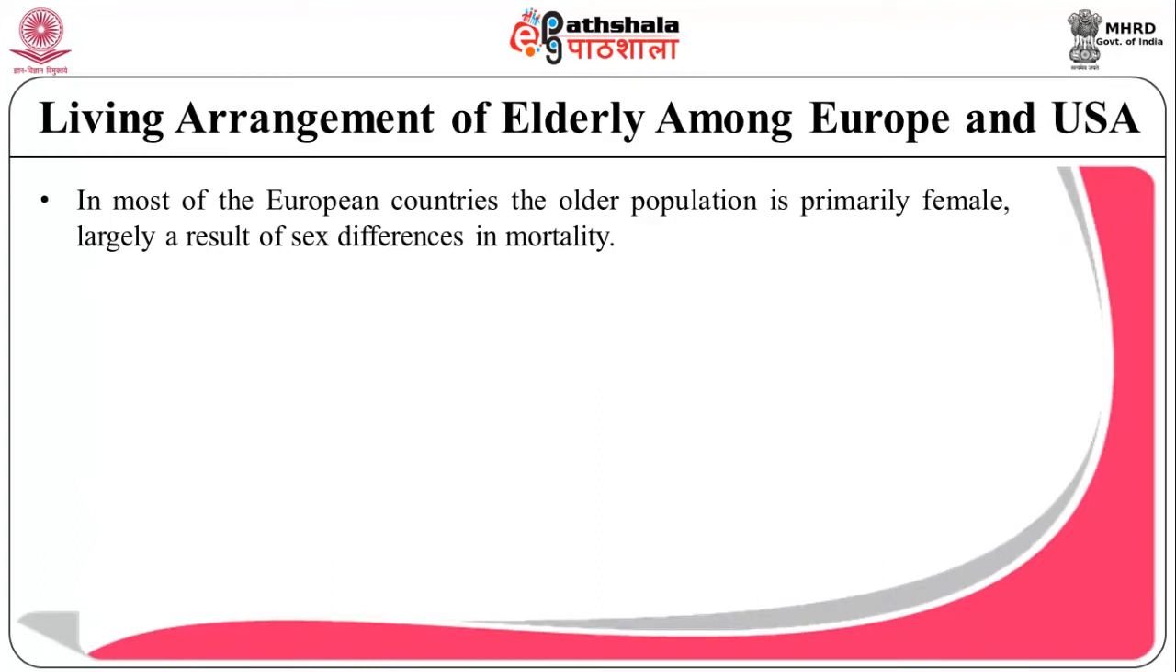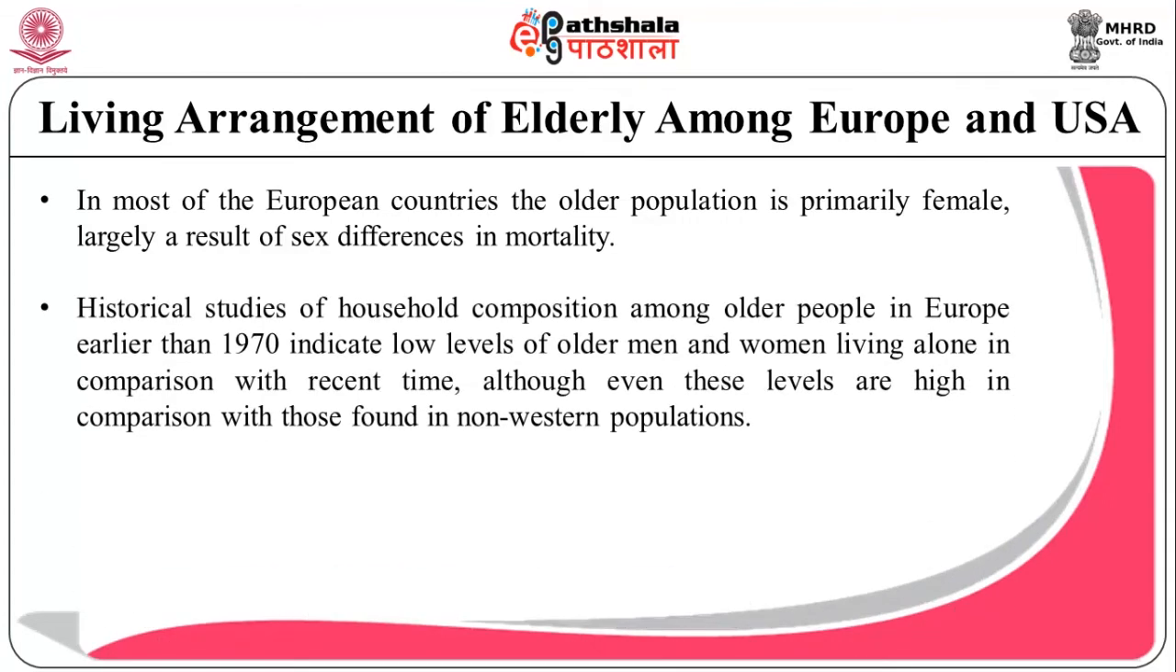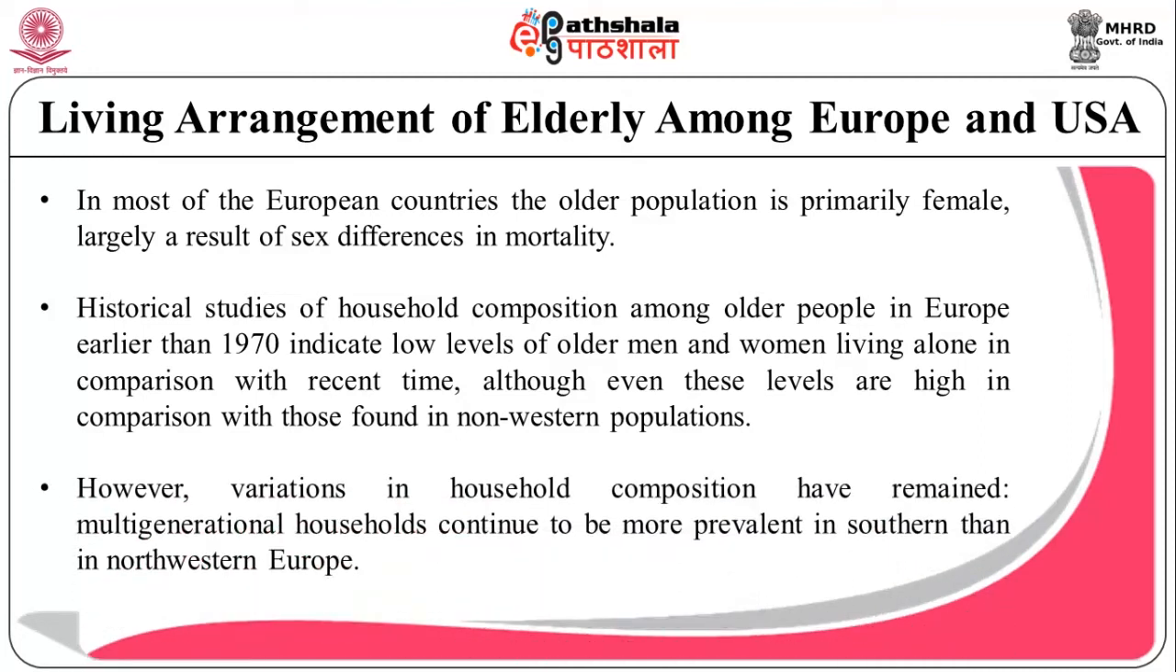In most of the European countries, the older population is primarily of females, largely a result of sex differences in mortality. Historical studies of household composition among older people in Europe earlier than 1970 indicate low level of older men and women living alone in comparison with recent time, although even these levels are high in comparison with those found in non-Western populations. However, variations in household composition have remained. Multi-generational households continue to be more prevalent in southern than in northwestern Europe.